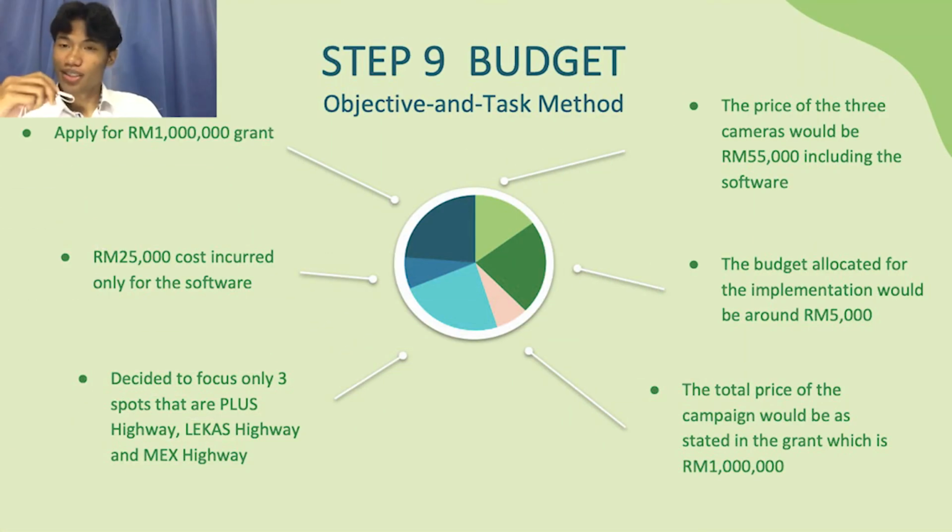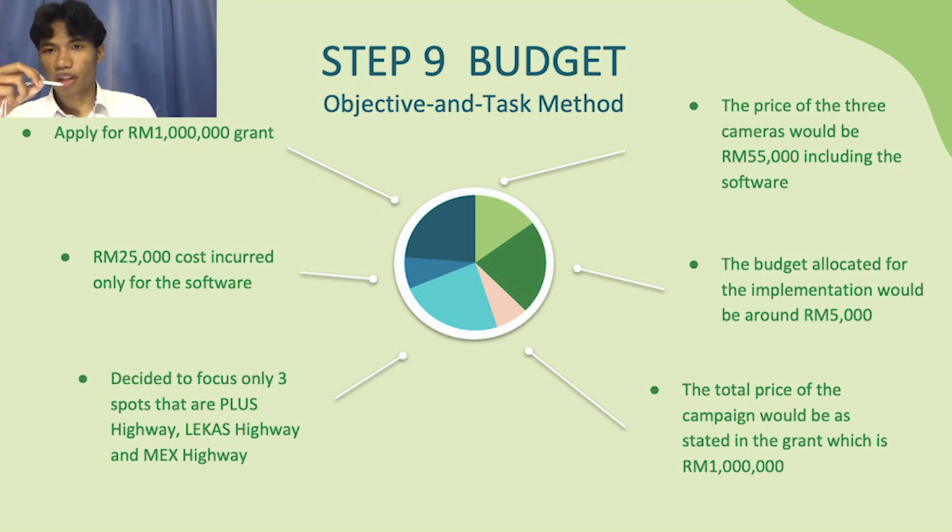Moving on to step 9, which is budget. So we are using the objective and task method, in which we are focusing on our objective, which is changing the littering behavior of the road users by creating a fine. For the camera, we are applying for a 1 million grant from the government for our product. The 1 million includes the maintenance.